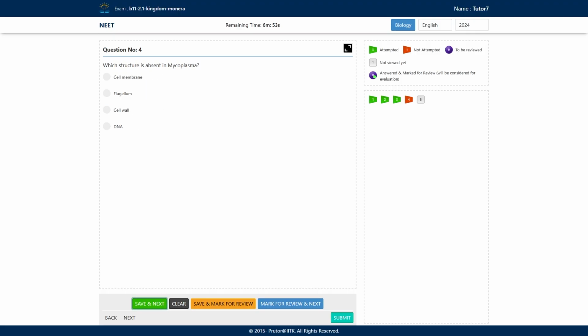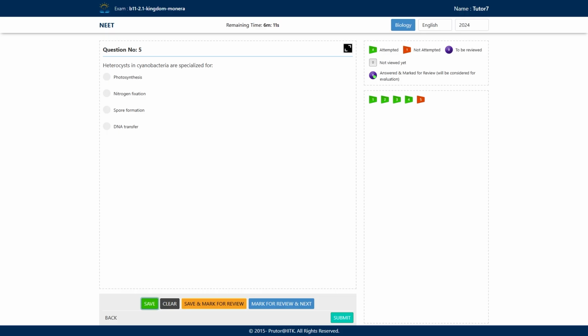Let's discuss this question. Which structure is absent in the mycoplasma? Mycoplasma are the smallest living organisms. Why are they the smallest living organisms? The options here are cell membrane, flagellum, cell wall, and DNA. Here the correct answer will be cell wall. Mycoplasma lack cell wall. That's why they are the smallest living organisms.